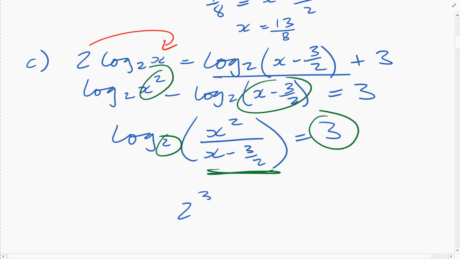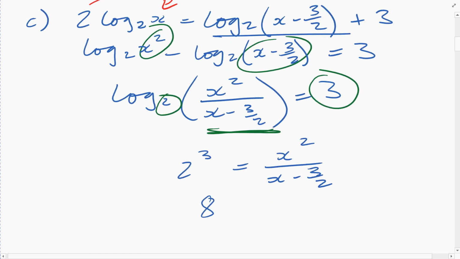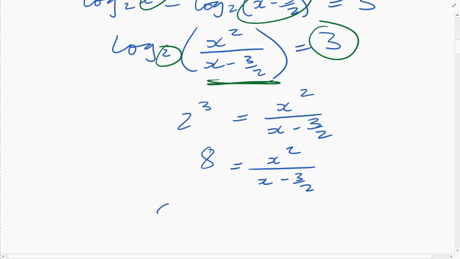So 2 to the power of 3 equals everything in the bracket there. So 8 equals x squared over (x minus 3 over 2). Multiply both sides by that denominator, and we're going to get 8x minus, what's 8 times 3 over 2? I think it's 12, isn't it? Yeah, minus 12 equals x squared.